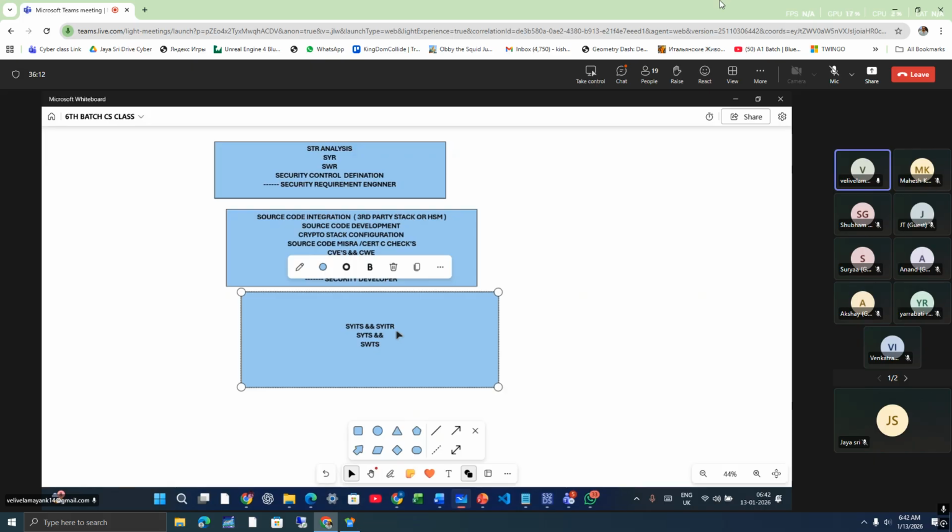I hope Paritha and Anand, you are aware, right? If I put SYTS, it means system test specification. SYTR means system test report. SYR is system requirement. These two work products are for system level.